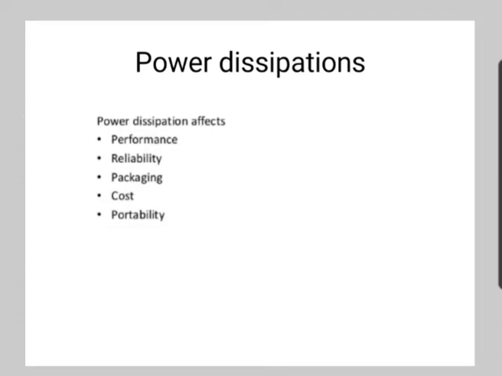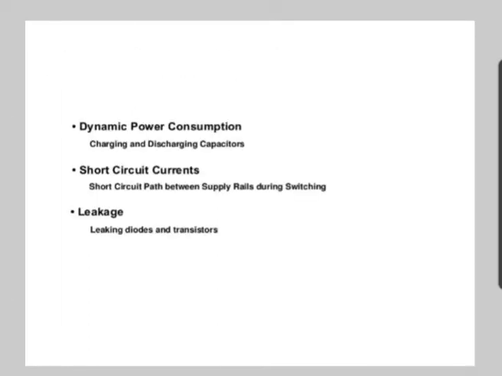The power dissipations in CMOS circuits are static power dissipation and dynamic power dissipation. So static means due to the leakage current or other current drawn continuously from the supply, and dynamic dissipation means due to the switching transient current and charging and discharging of load capacitor. So dynamic power comes from charging and discharging, short circuit currents, circuit paths between supply rails during the switching, and leakage in diodes and transistors.